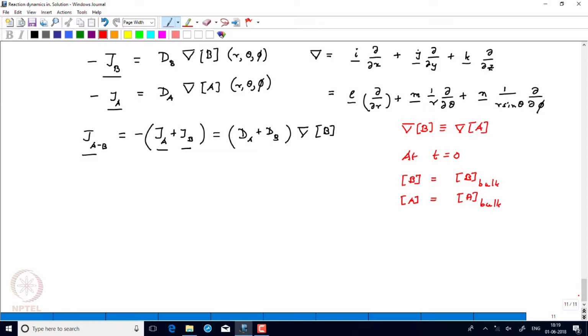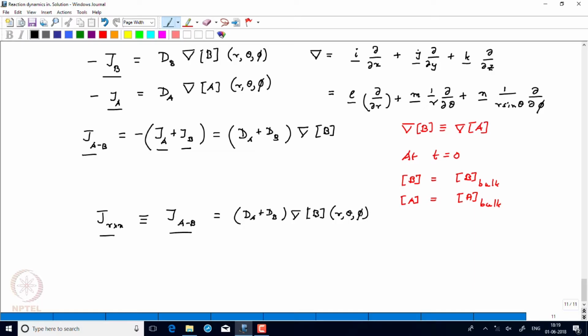Now we can use Fick's second law in 3 dimensions, because we actually showed it for the 1 dimension case, but it is the same thing. Since all the encounters give me a reaction, the reaction encounter is identical to the diffusive encounter itself, for which we have a formula: dA plus dB into the gradient of either A or B. We are writing it in terms of B, and again B is dependent on r, theta and phi.